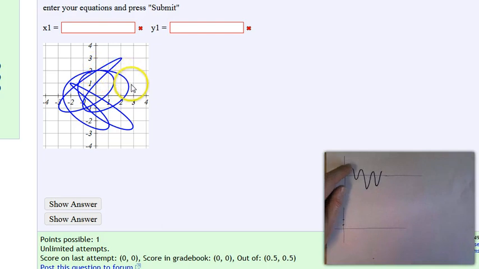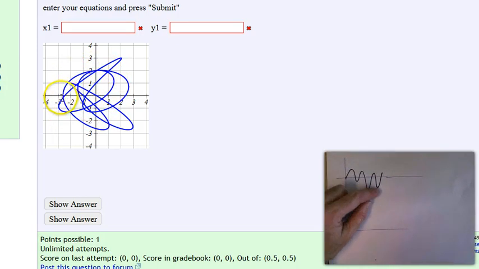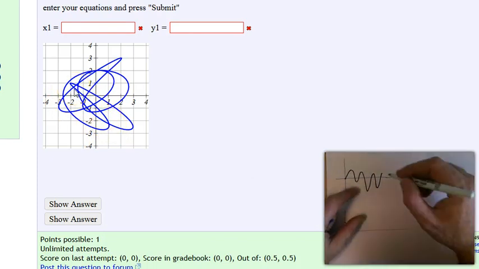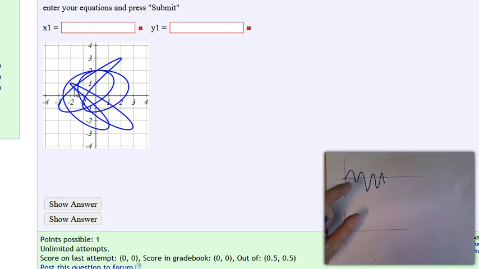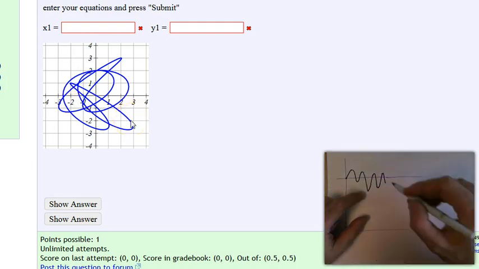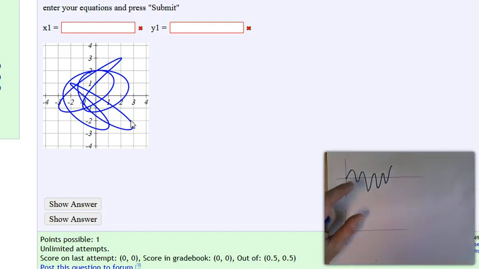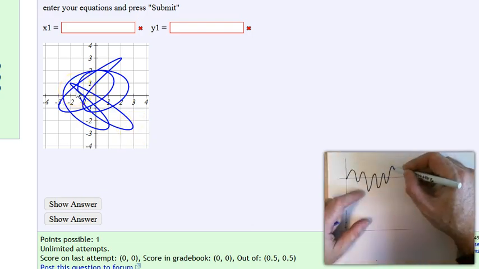Here we go. 0, up to 2.5, down to -1, up to 2, down to -3, up to 1.5, down to -2.5, up to 1, down to -2, up to 3, down to -1.5, and back to where we started.